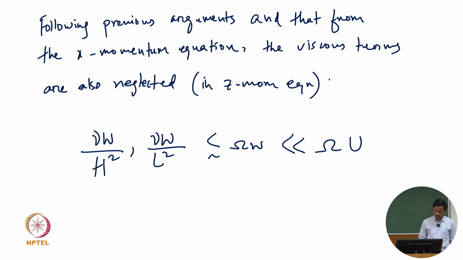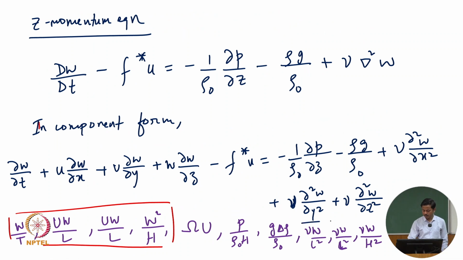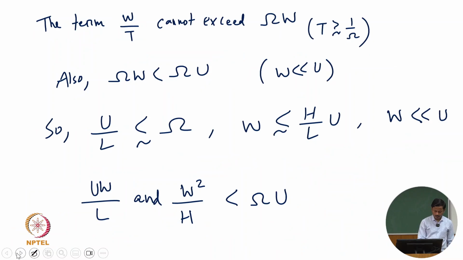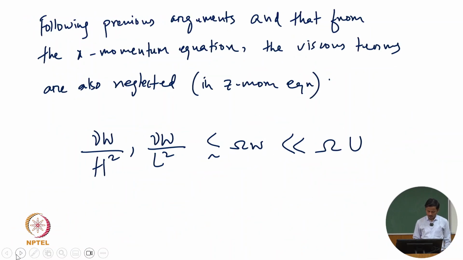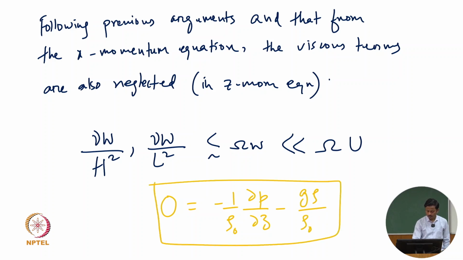So the last three terms are also negligible in the z momentum equation. Going back to the z momentum equation, the last three terms are also negligible in this. Now the only balance that remains in the z momentum equation is interesting, because it reduces to a very simple form. This gives rise to 0 equal to minus 1 by rho naught del p del z minus g rho by rho naught. This is what the vertical momentum equation reduces to.